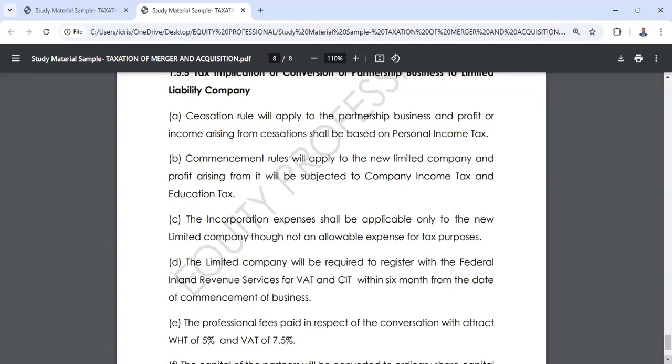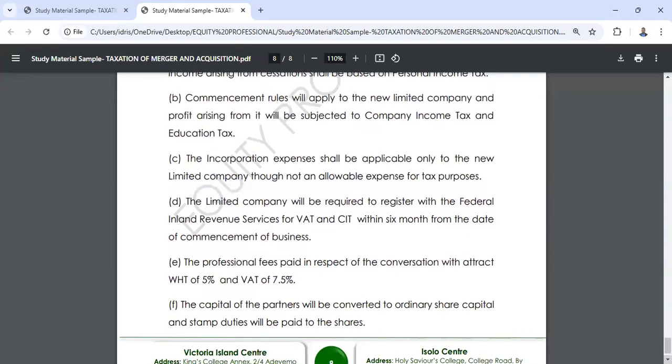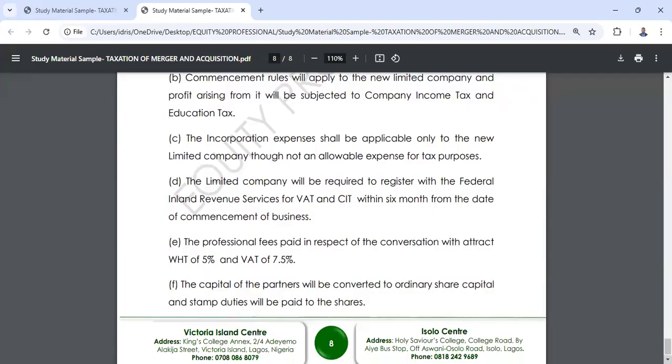Professional fee paid in respect of conversion of partnership business to limited liability company will attract withholding tax of 5% and value added tax of 7.5%.